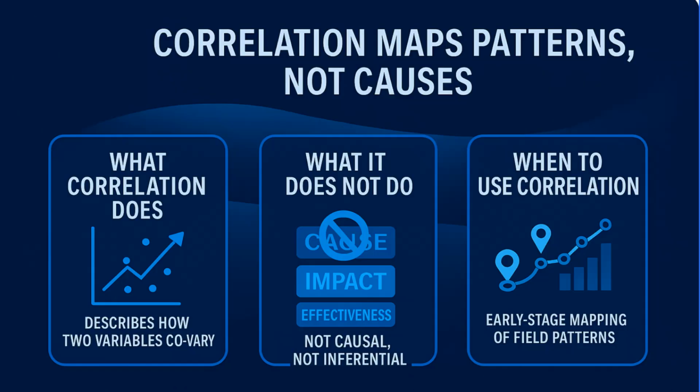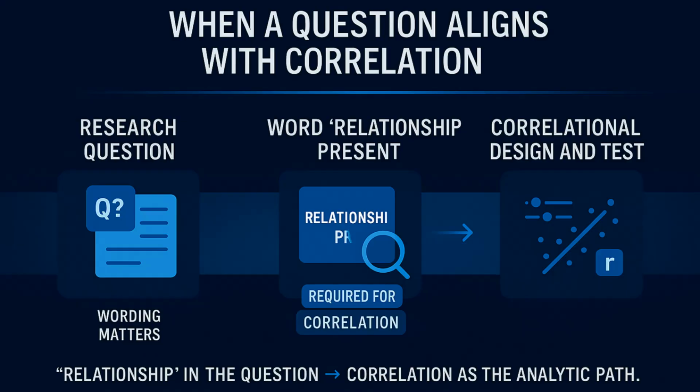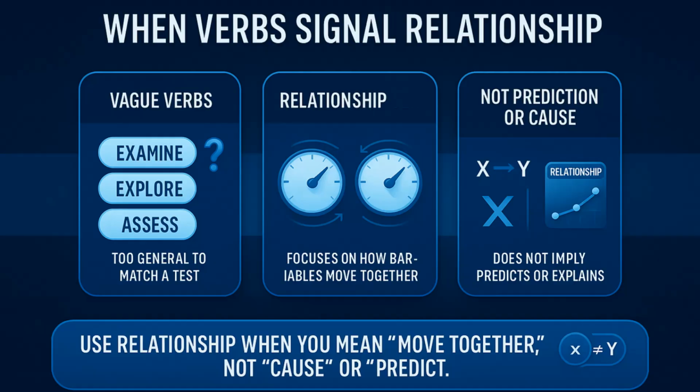For a research question to align with correlation, it must include the word relationship. This word must appear in the question itself. Other verbs such as examine, explore, or assess are too vague to signal a specific quantitative analysis. When the word relationship is used correctly, it tells the reader that the study is asking how two variables move together, not whether one predicts or explains the other.